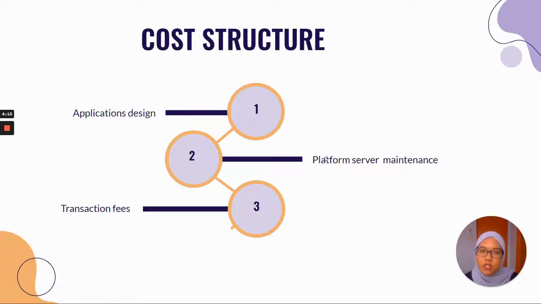And usually, the transaction fee is divided into two categories, which are the interchange fee and also the additional charge. The interchange fee is a fee that a credit card company charges us for every transaction that happens, while the additional charge comes from the merchant service provider.